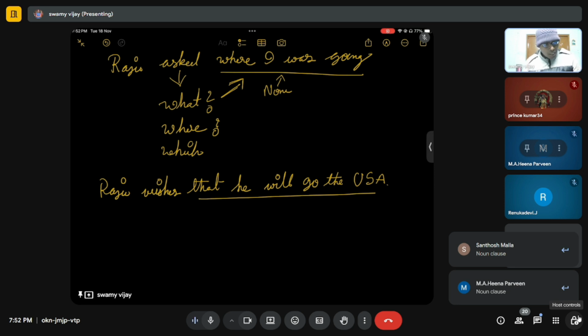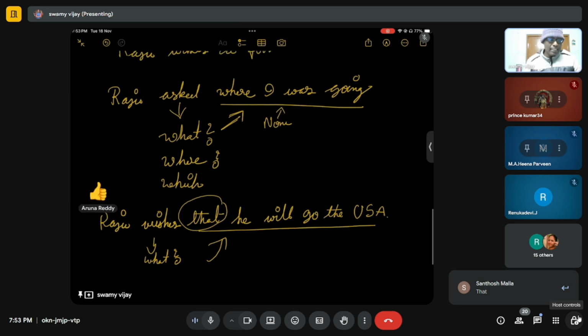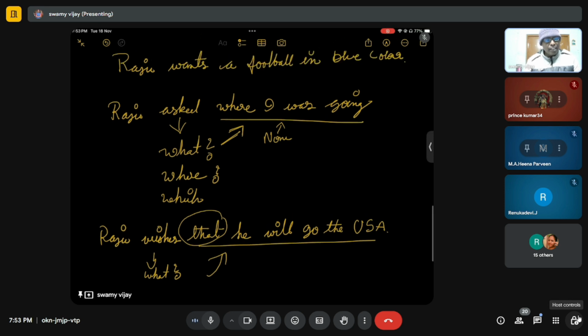Okay. So Raju wishes what? Raju wishes what? That he will go to US. So another clue is if a clause begins with that, generally 99% it must be a noun clause. That is a clue. But you may not get these easy sentences. If you get easy sentences, fine. But generally these kind of sentences may come in the exam, so that you will get confused and you go with the wrong answer option.